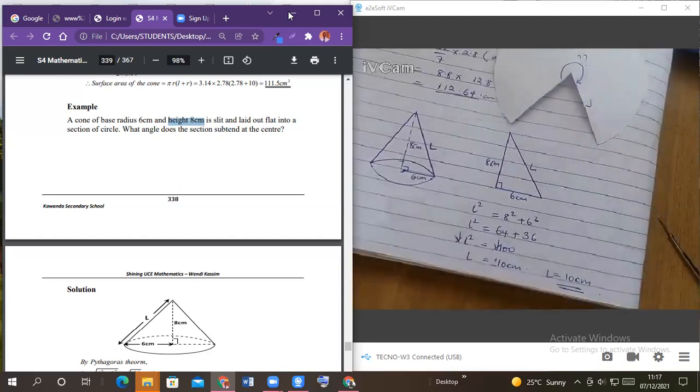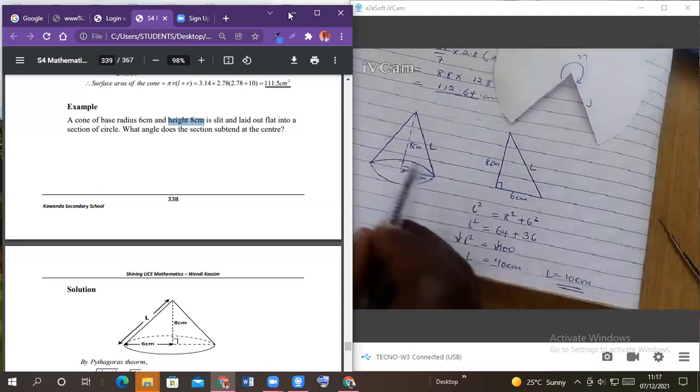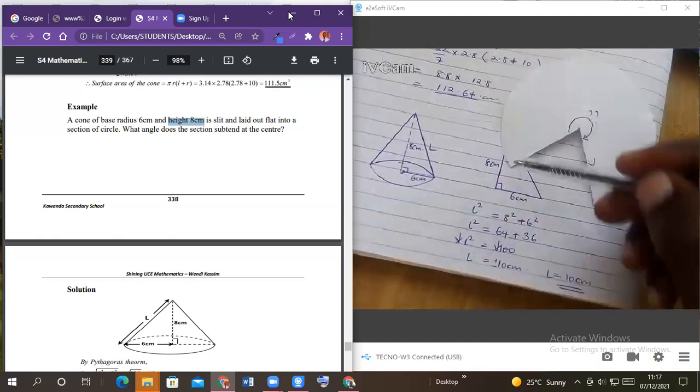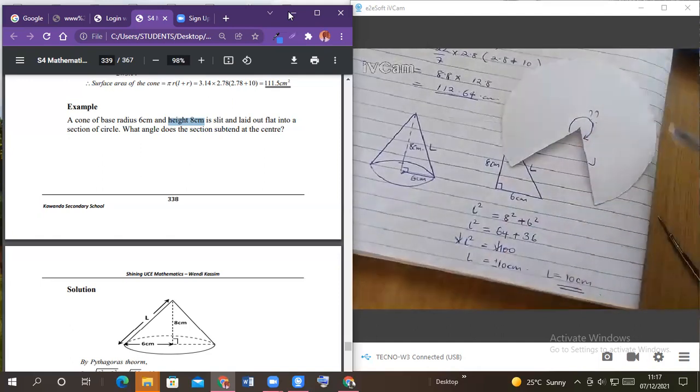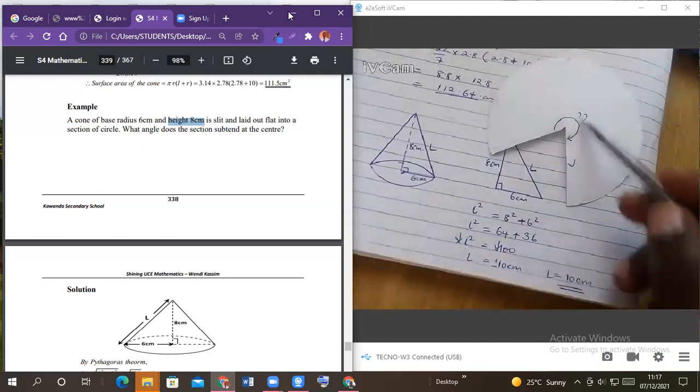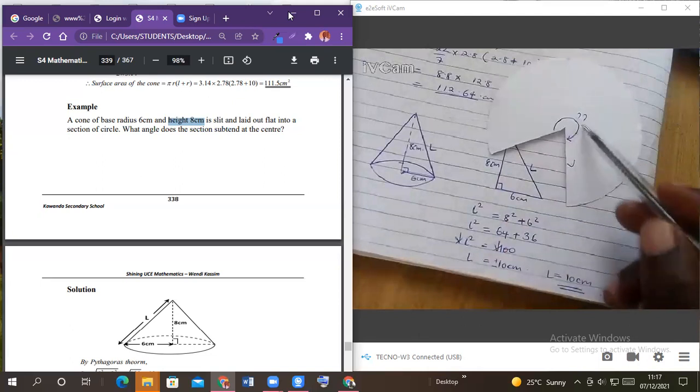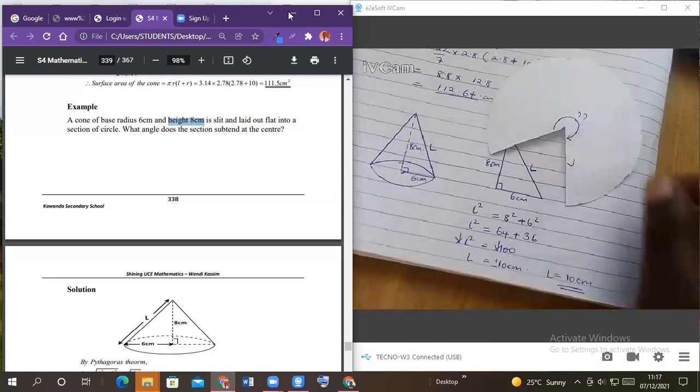In the next session, when we come back, we shall look at how we can find the arc length, the distance from here up to there, so that we can find the unknown angle subtended at the center. We also come with some questions. So come back.